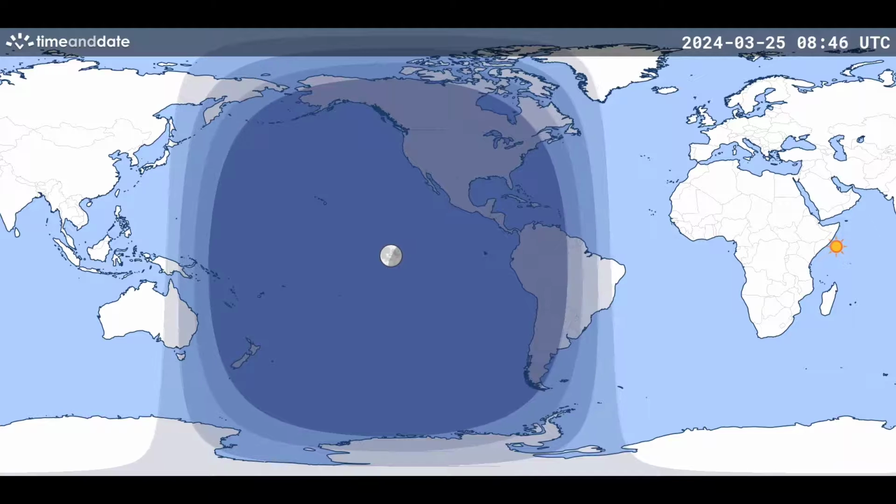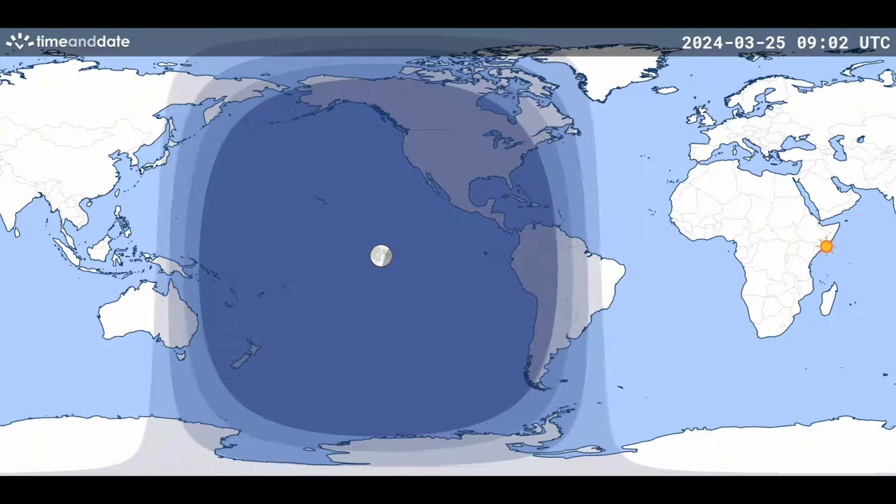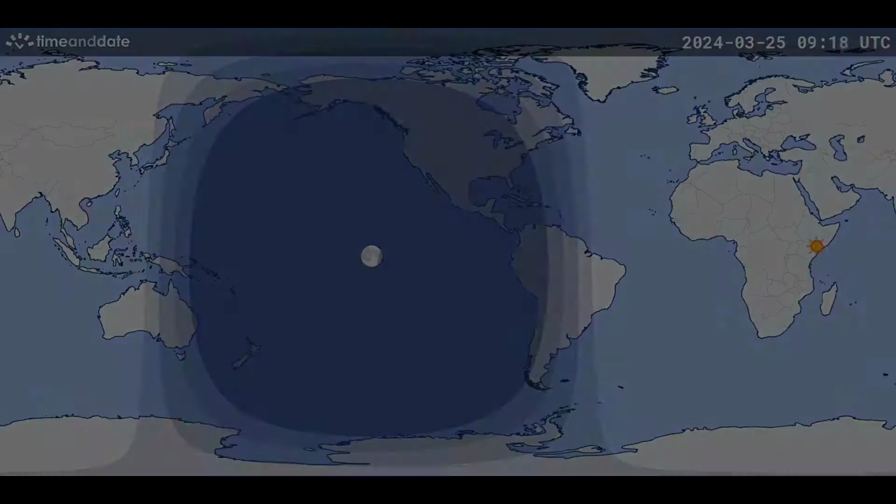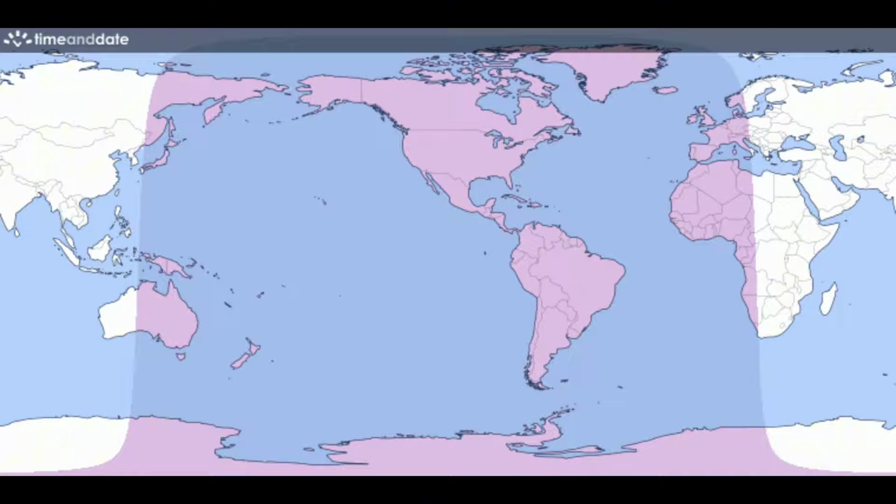Okay, so this is about the penumbral lunar eclipse of March 24-25. This graph shows the overall visibility of this penumbral lunar eclipse throughout the world. So if you are living in these countries, or if you are traveling to these countries, then you will definitely be able to see this penumbral lunar eclipse. So please don't miss your chance.